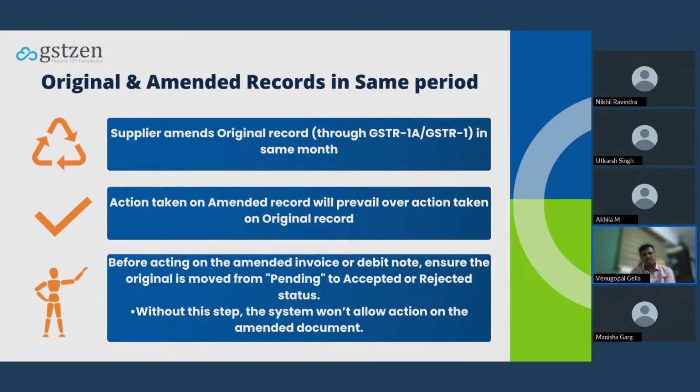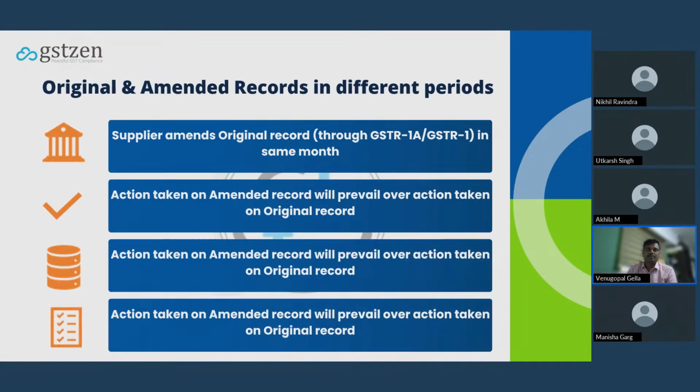Since there are two records, whatever the action is, let's say you have accepted the original record and rejected the amended record. So the original record will not flow to the credit. The amended record you have rejected, so the credit will be moving out. So before acting on the amended invoice, you have to ensure the original invoice is not in pending status. Either you have to accept or reject it. Only then can you take an action on the amended record. You cannot keep the original record pending and take an accept or reject action on the new record.